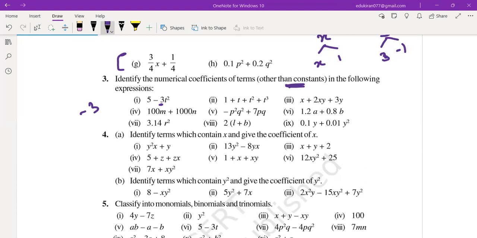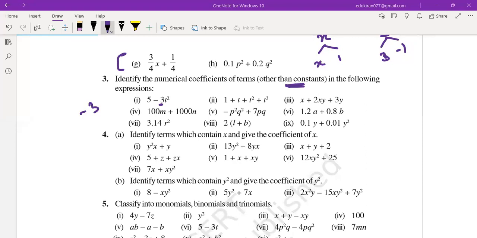Ma'am, can you repeat that? I only got a single 2. Should I say? Yes. The terms are 0.1y and 0.01y square, and the coefficients are 0.1 and 0.01. Correct.